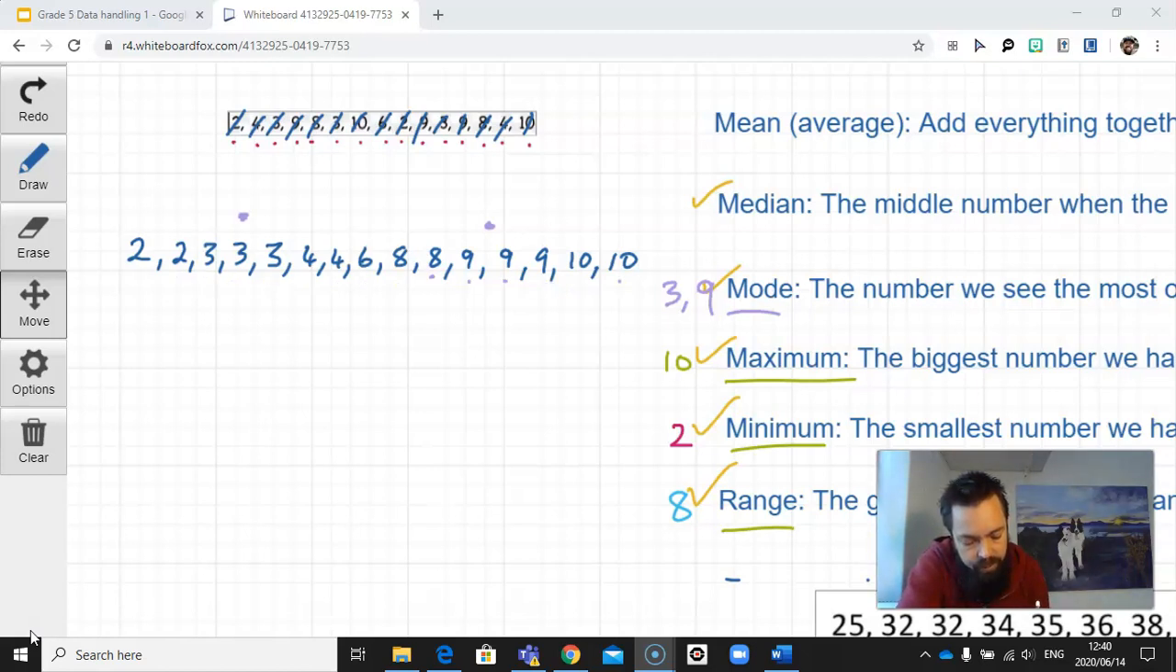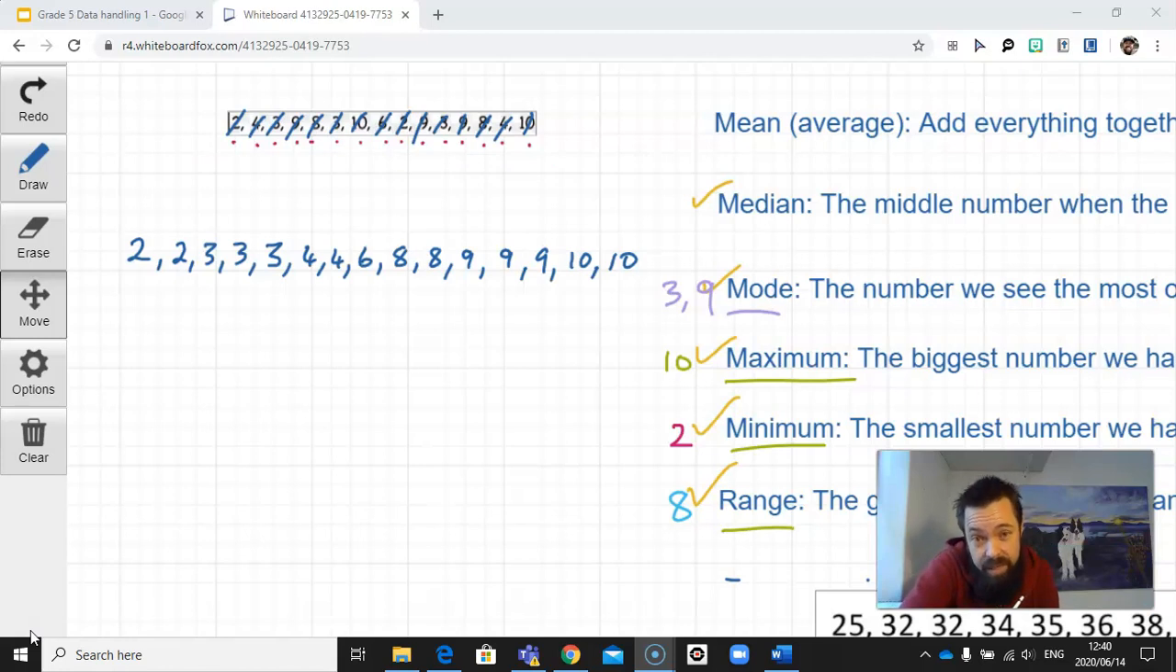Okay, finally we have to look for the median. Now we've already put the information into order, because remember it says it must be the middle number, but the numbers must be in order. You can't look for the middle number if they're not in order yet.